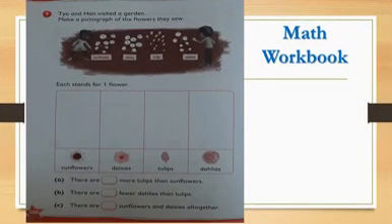Okay, this time, kids, I want you to open your math workbook on page 200. Okay, have you found this page? Okay, so Tia and Han visited a garden. Make a pictograph of the flowers they saw. So they saw 4 types of flowers. We have sunflower, daisy, tulip, and dahlia.